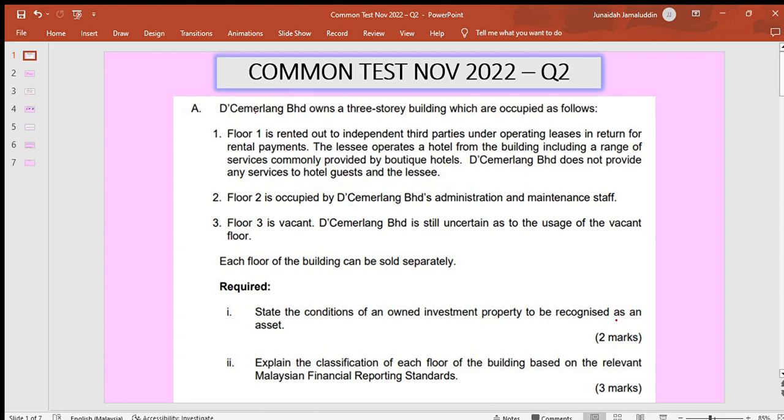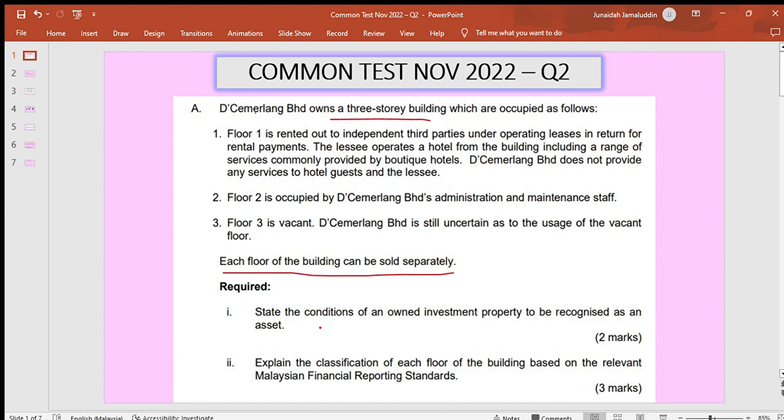Let's check out part A first. Here it is given the information about a building, a 3-story building owned by this company, Cemerlang Berhad. It is also mentioned here that each floor of the building can be sold separately. So when each floor of the building can be sold separately, that means we can classify each floor of the building separately. Let's check out what is required by the question.